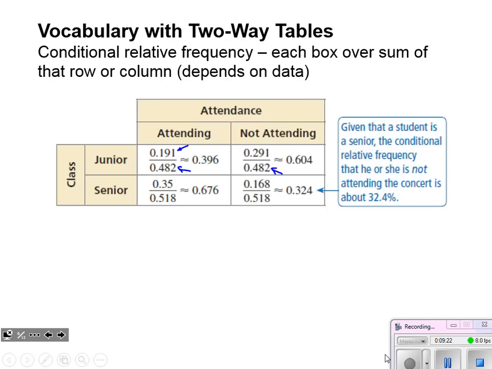So now looking at each row, what this is telling us, and you can see they've pointed this out in the bottom right entry: given that a student is a senior, that was the total that's making our denominator, the conditional relative frequency that they're not attending is found by taking that quotient. So now we can break things up into givens as well. So those dependent probabilities, things like that, all coming together here in these two-way diagrams. It does show us quite a bit.